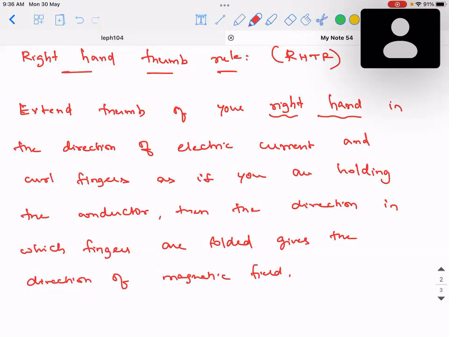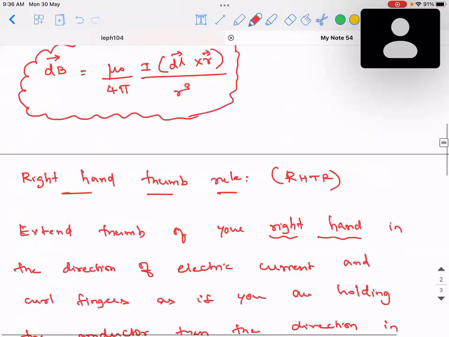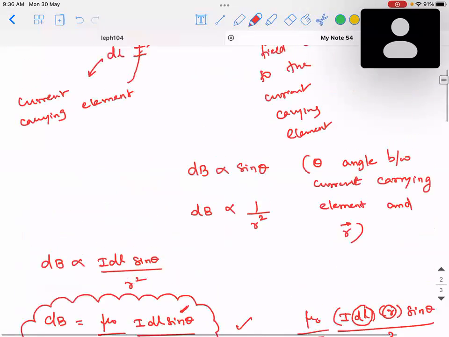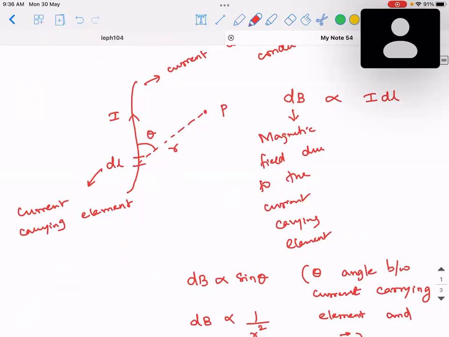Now let's check this. We need to validate two things. One is this right hand thumb rule, and the second is to understand why we wrote it as dL vector cross r. Why not r cross dL? Let's try to check it. If I take this as the conductor, this side represents the direction of current, the same as the one I drew here, except here it is bent and here it is a straight current carrying conductor.